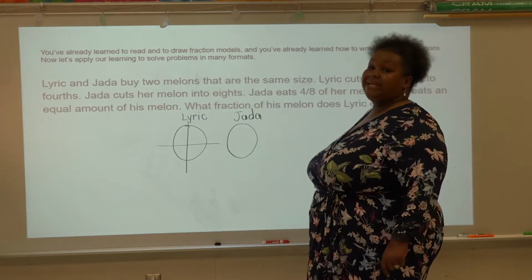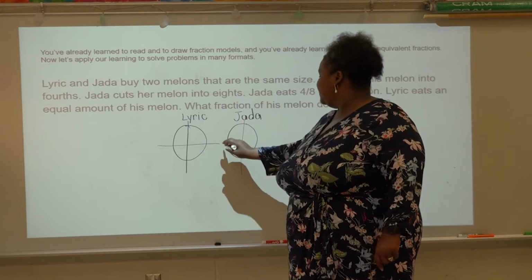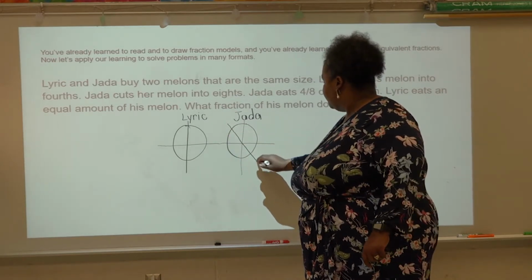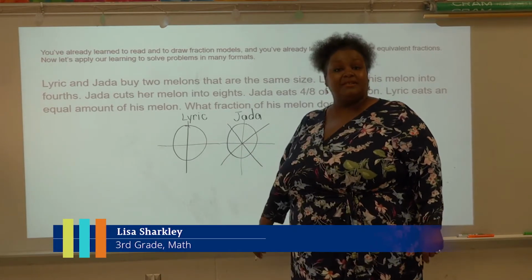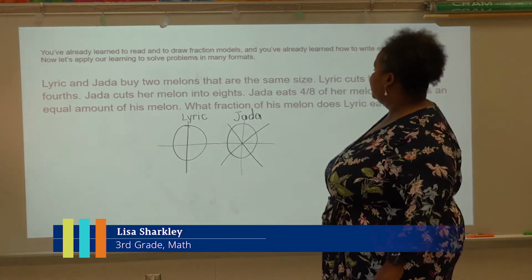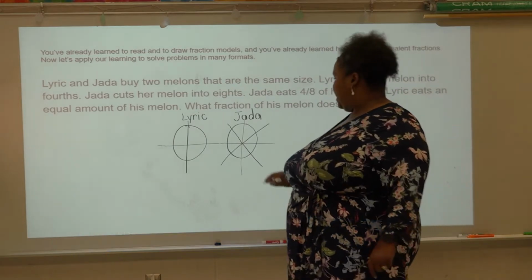Jada cuts her melon into 8ths. All right, half, 4ths, one more line, 8ths. All right, Jada's is cut into 8ths. So I know what my 2 denominators are so far. Now, Jada eats 4/8. Let's fill that in.